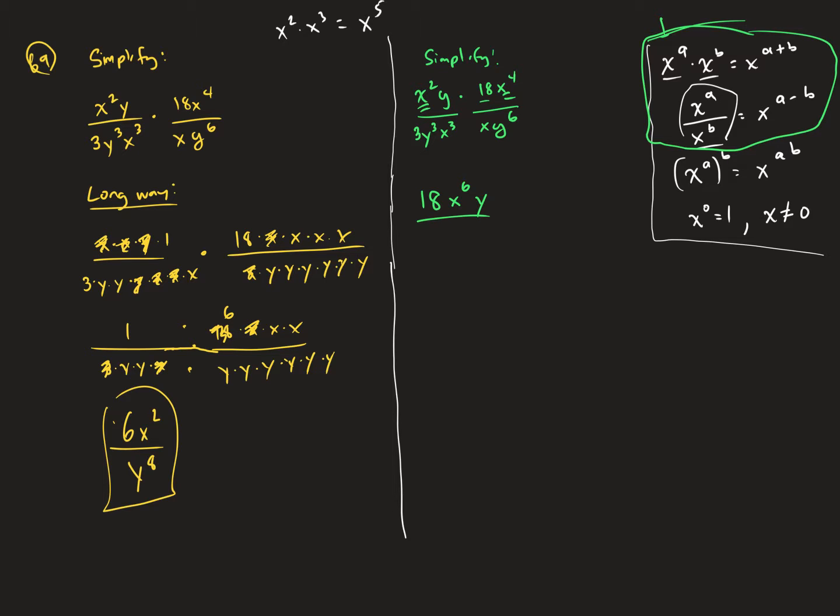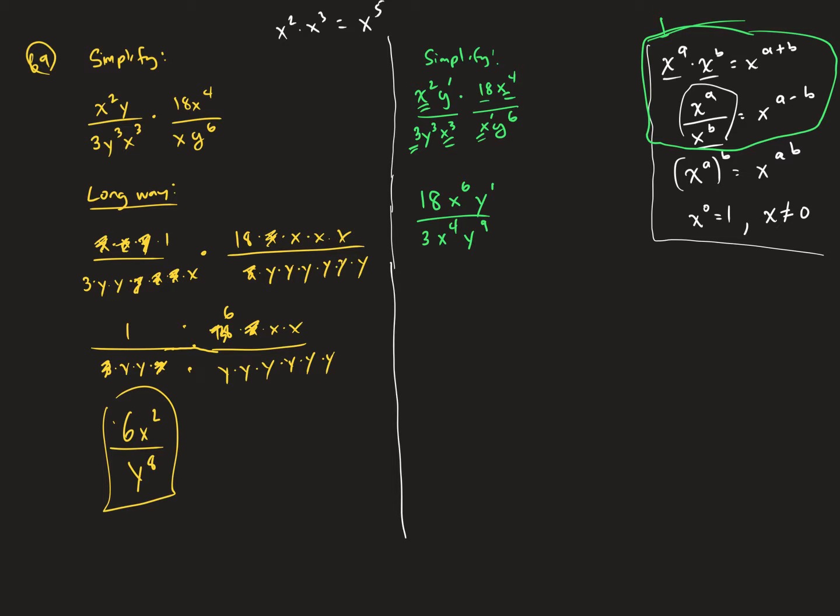Now, on bottom, same idea. We've got the 3, which is the only number you see. We've got x to the 3rd times x. Now keep in mind, x by itself is a power of 1, like that y on top was a power of 1. So x to the third times x to the first will be x to the 3 plus 1, which is x to the fourth. And then I have y to the 3 times y to the 6, which is y to the 9th.